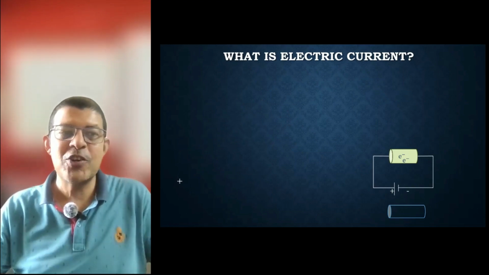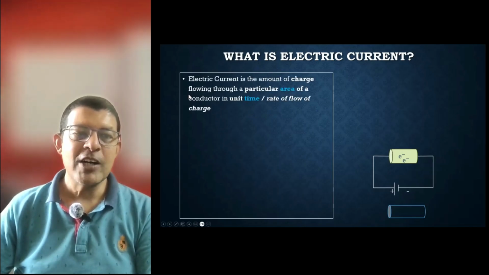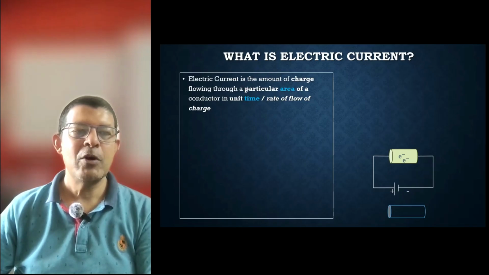Now, what is the definition of current? Let us see. Okay. Definition of current is the amount of charge flowing through a particular area of a conductor. It's the amount of charge flowing through a particular area of a conductor in a given time.